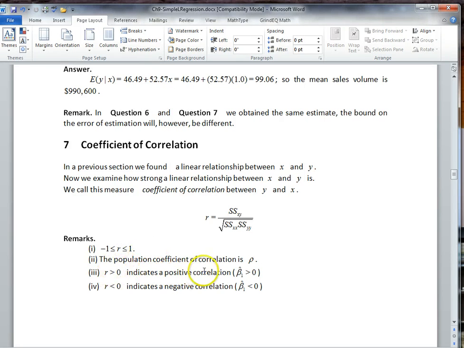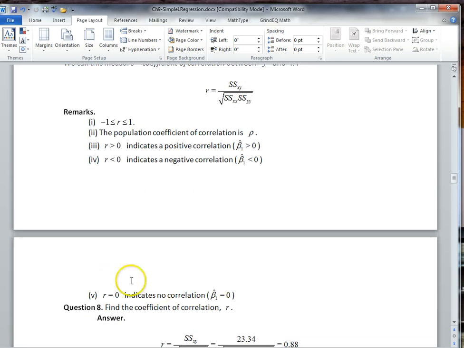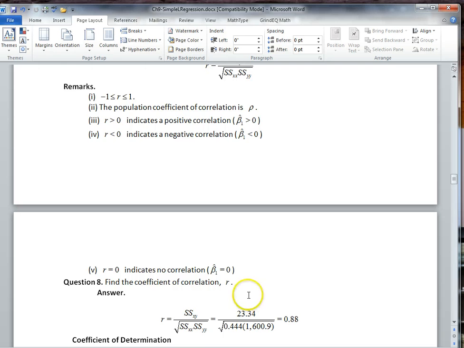The population coefficient of correlation we call rho. The sample correlation is called r. R greater than 0 indicates positive correlation, like when the slope is positive, so you have an upward linear trend. If R is negative, that indicates a negative correlation, similar to the slope being negative, so you have a downward trend. R equals 0 indicates no trend. If R is like 0.80 or 0.90, that means it's very strong. If it's around 0.40 to 0.60, we say it's moderate correlation. If it's below 0.20, we say it's very weak correlation. So that's another way to look at this.